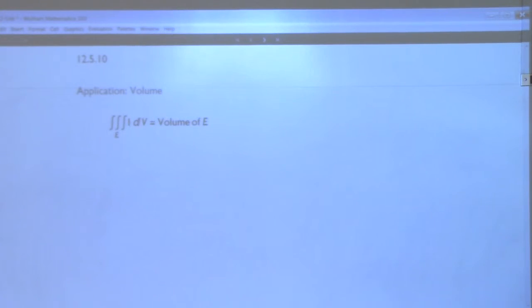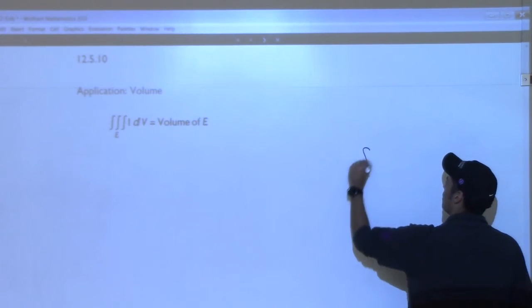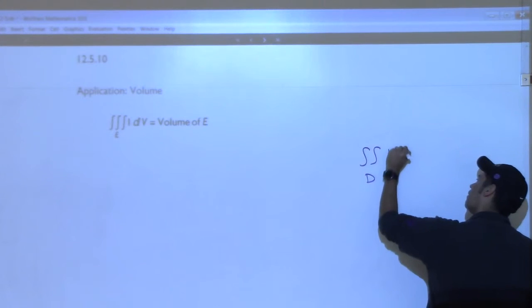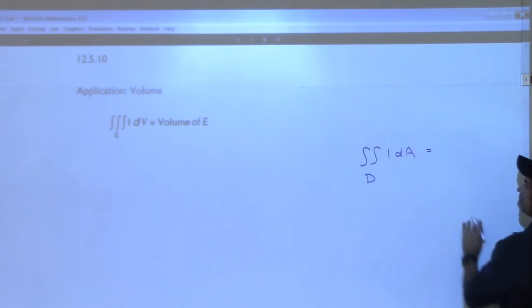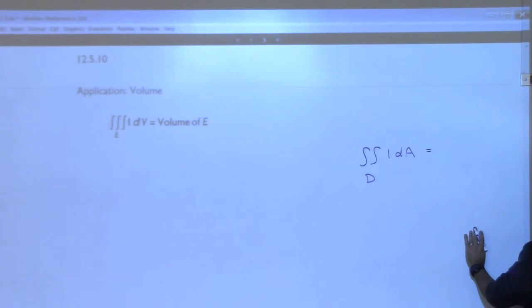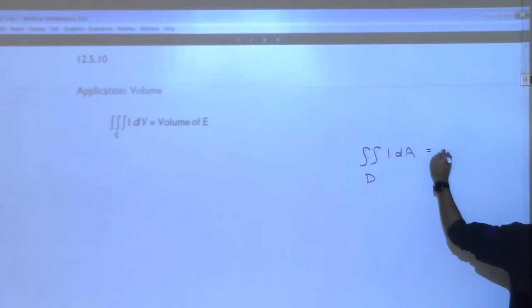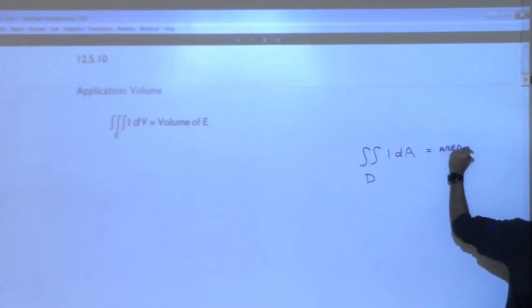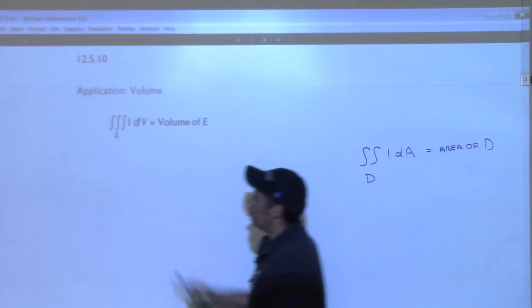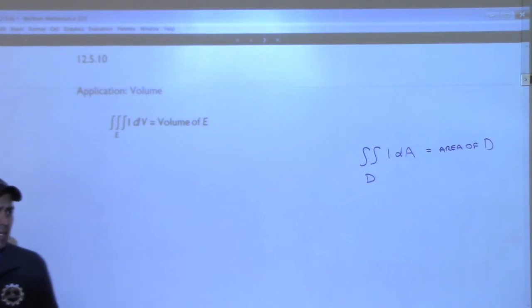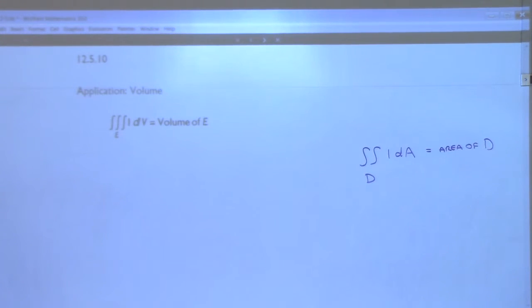Now you may remember this. Oh, you better remember this. This right here gives you the what? The double integral over D of 1 dA is what? Area of D. And I use that to prove to you that the area of a circle is pi r squared, right? We have a new one now. The triple integral over E of 1 dV is the volume of E. All right?